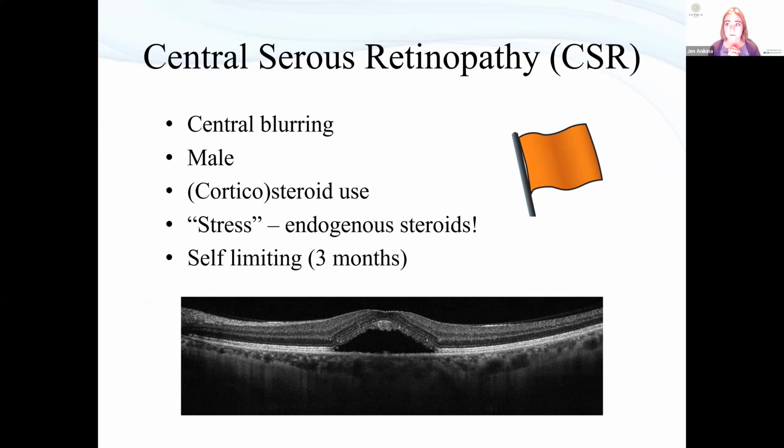You can, of course, get chronic CSR, and these are, again, another heart-sink group, because there's not very much we can do. There's no treatment that works very well. Lots of treatments tried, but none of them very effective.